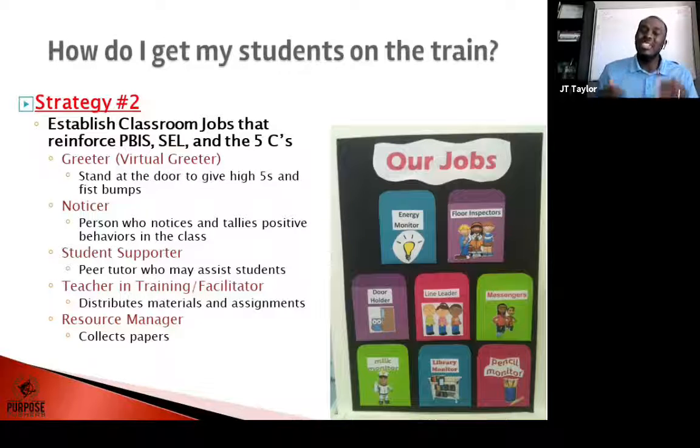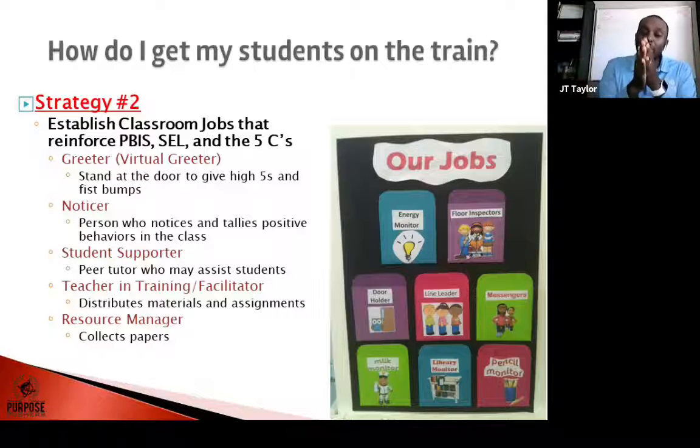Number two, establish classroom jobs that reinforce positive behavioral interventions and supports. Jobs that reinforce social emotional learning and the 5 C's of citizenship and communication and creative thinking, critical thinking, collaboration. How do you do that? You make sure that you employ students. You empower them right in the setting. It gives them agency.